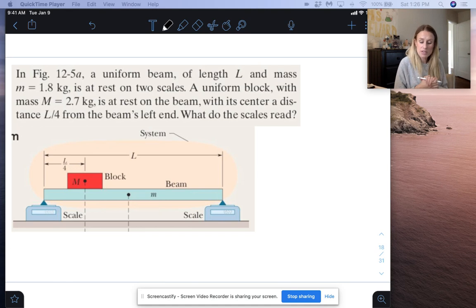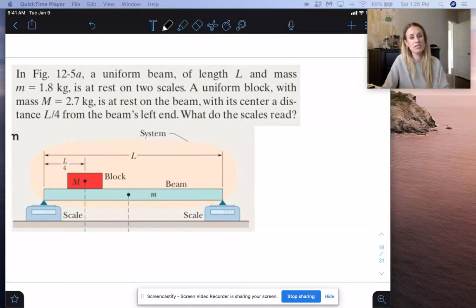All right, so here's our first equilibrium example. In figure 12-5A, a uniform beam of length L and mass little m equal to 1.8 kilograms is at rest on two scales. A uniform block with mass big M equals 2.7 kilograms is at rest on the beam with its center at a distance L/4 from the beam's left end. What do the scales read?